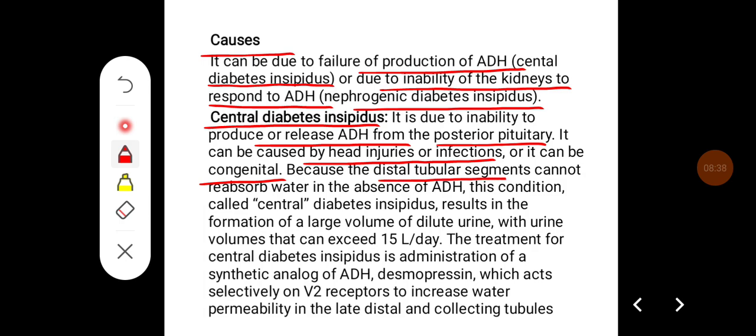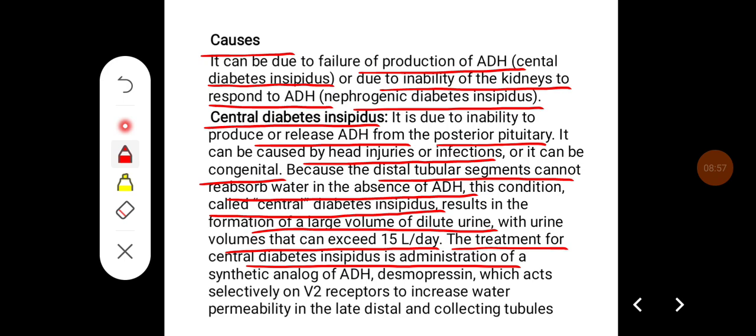Because the distal tubular segments cannot reabsorb water in the absence of ADH, this condition is called central diabetes insipidus. It results in formation of a large volume of dilute urine, with urine volumes that can exceed 15 liters per day. The treatment for central diabetes insipidus is administration of a synthetic analog of ADH, desmopressin, which acts selectively on V2 receptors to increase water permeability in the late distal and collecting tubules.